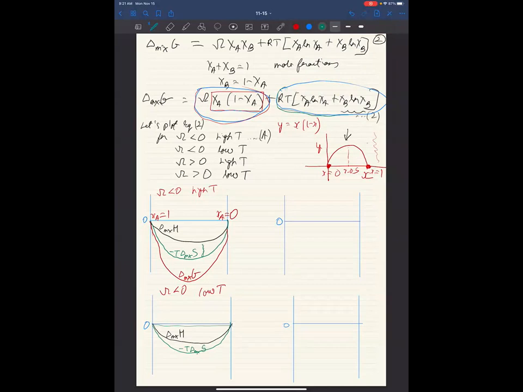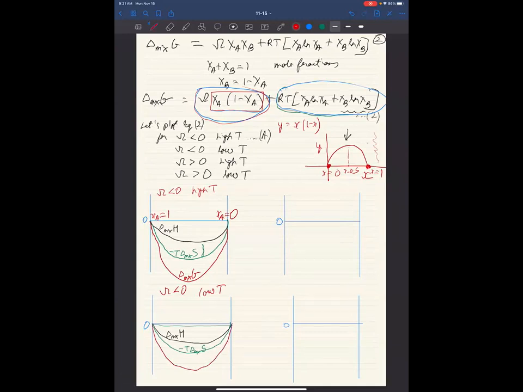What is the net effect on delta mixing G? You have answered already. Someone else? You have also answered. Someone else? Andrew, what do you think? The sum of these two, will it be negative or positive? Negative. He's confident. Cool. So it will always be negative.